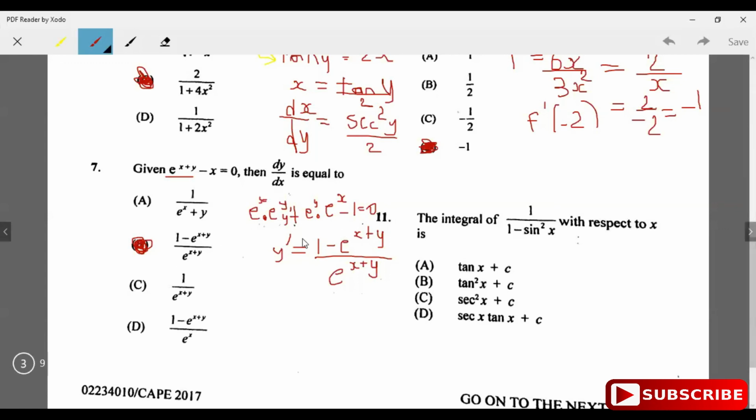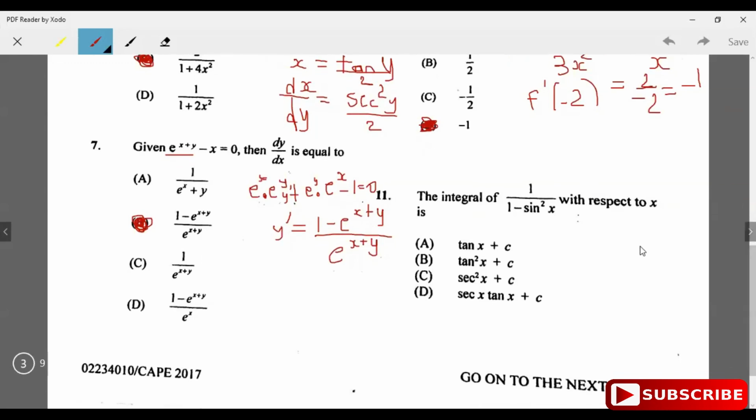So if you differentiate e to the y, you're going to get y prime times e to the y. And it's going to be e to the x times y prime e to the y plus e to the y times e to the x minus 1 equals 0. And then you make y prime the subject. You make dy dx the subject. Easy question.